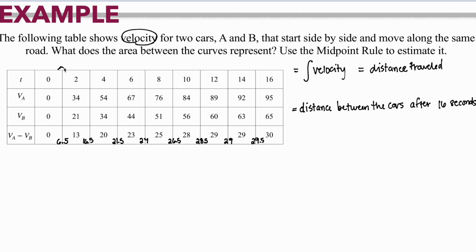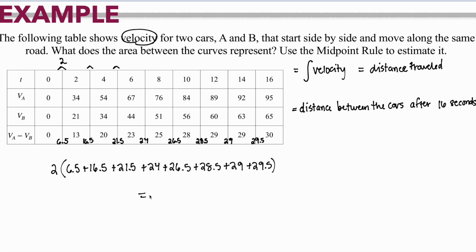And then the distance between them will be 2 each time. So therefore, we know that is going to be 2 times the sum, and you will get 364. They don't say if it's feet or miles or whatever it is. It would be a distance of 364.